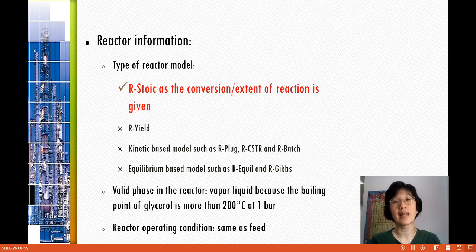In terms of the reactor information, since the conversion is given, we know that we have to use R-Stoic. The preferred reactor model is R-Stoic, and vapor phase is in the reactor. So vapor-liquid, because the boiling point of glycerol is more than 200 degrees C at 1 bar. So you have to choose the valid phases as vapor-liquid. And the reactor operating condition is just the same as the feed.